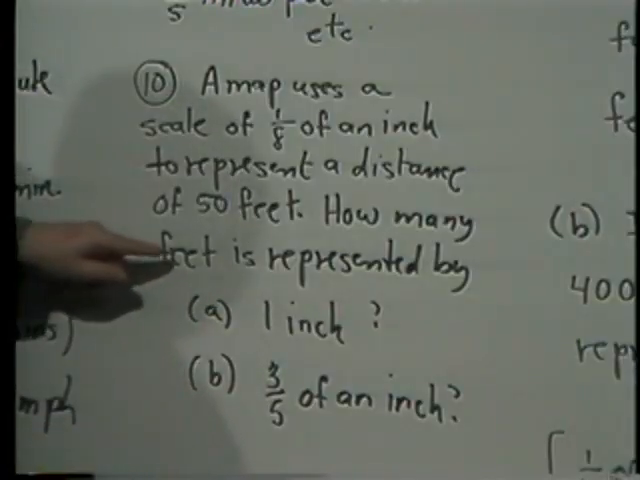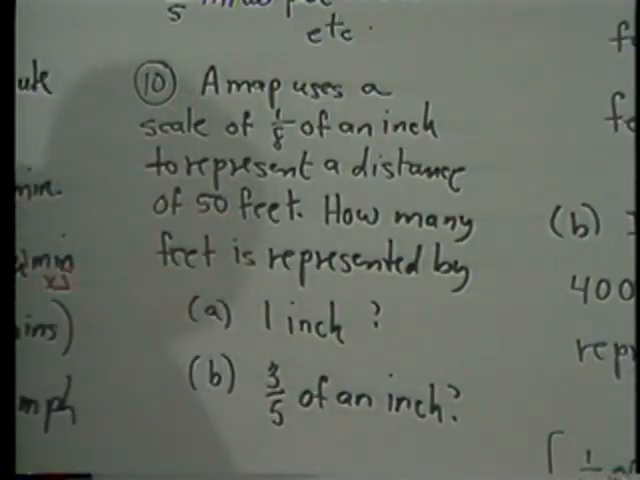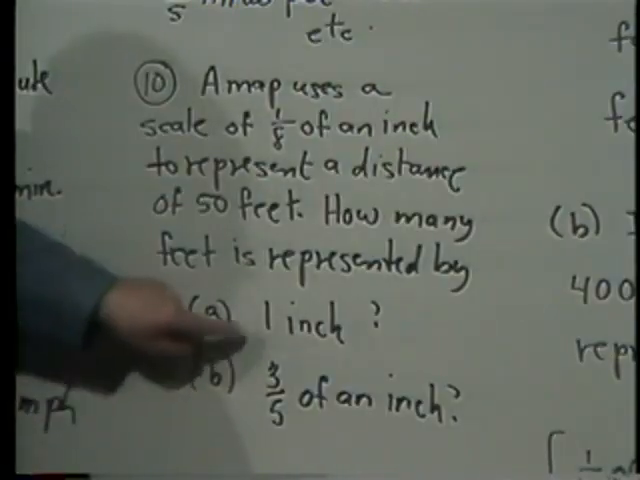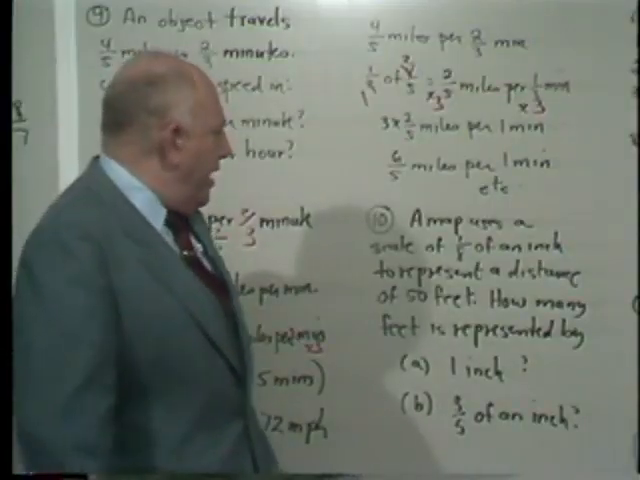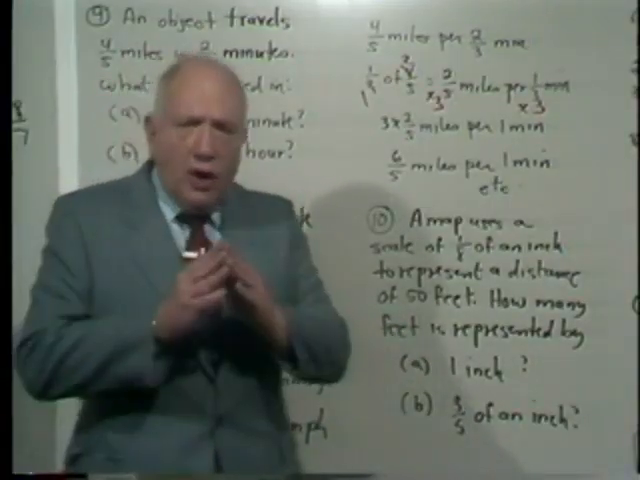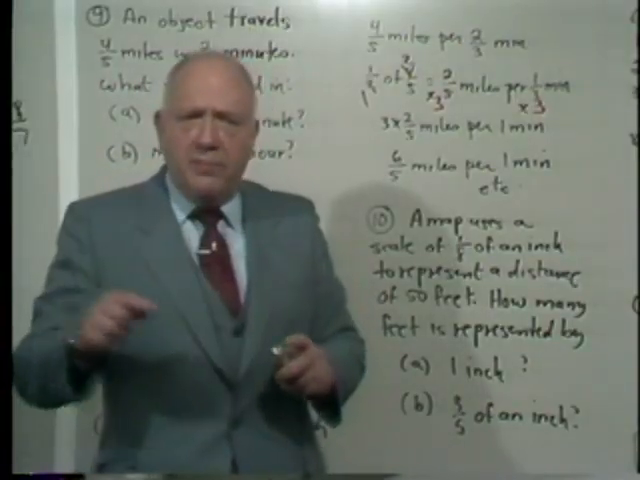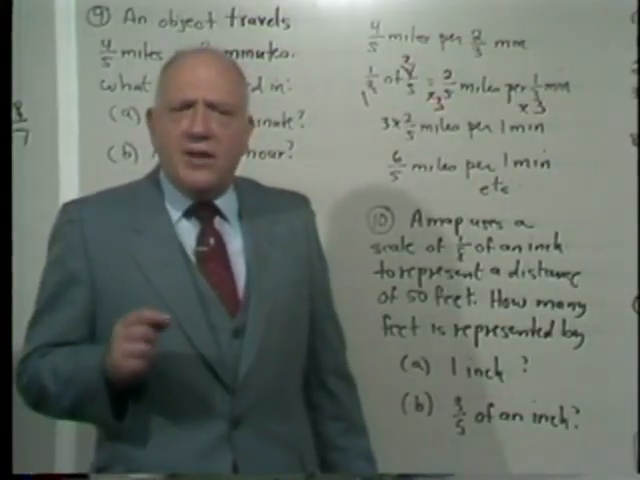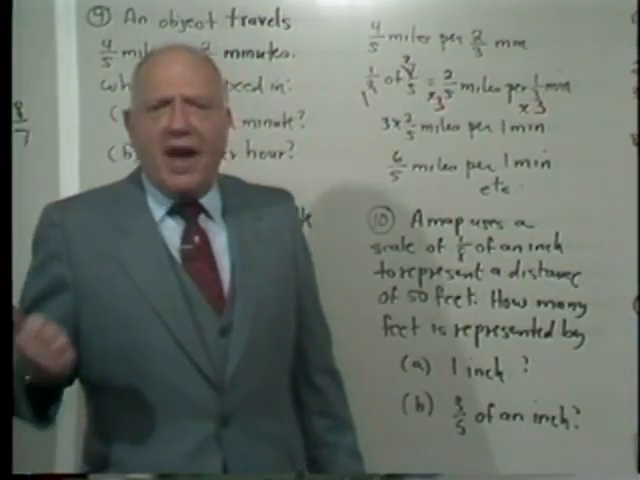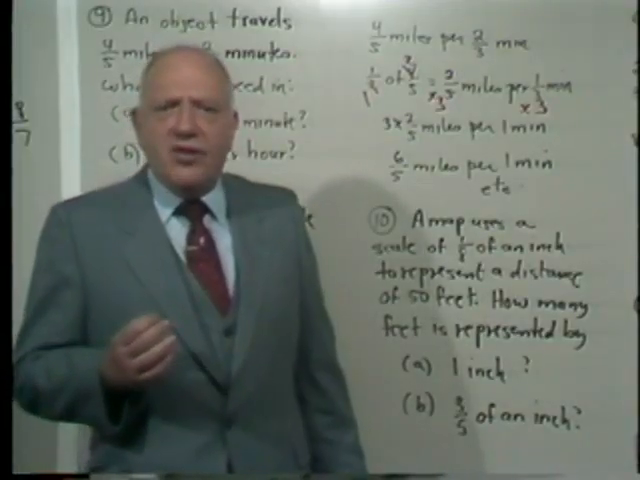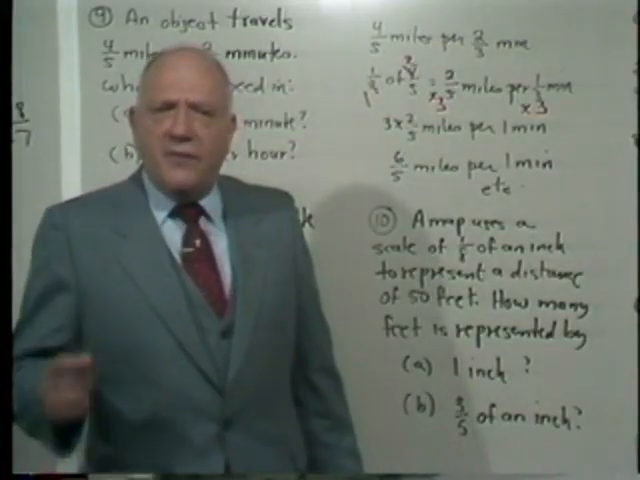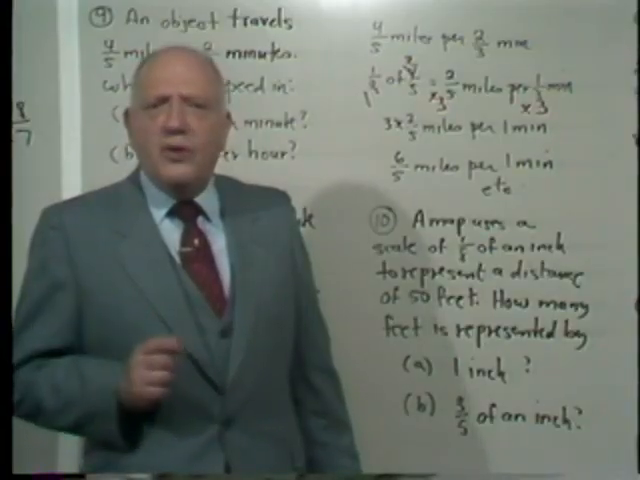Part A says how many feet distance will be represented by 1 inch, and Part B says how much will be represented by 3/5 of an inch. And in real life, you're usually told to do Part B without being given Part A. In most real life situations, you're looking at the map, and here's point A and here's point B. You take your ruler and you measure the distance between point A and point B, and you find that it's 3/5 of an inch. Now you look for the scale on the map, and the scale says every 1/8 of an inch is 50 feet. So you now have to figure out, okay, if 1/8 of an inch is 50 feet, how many feet will 3/5 of an inch be?